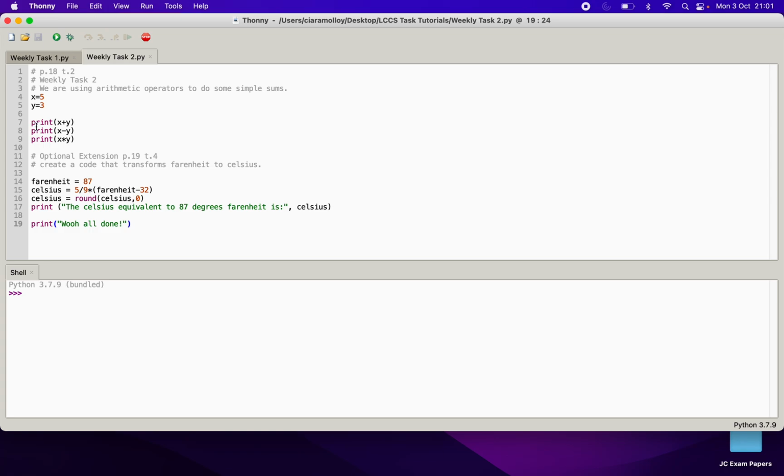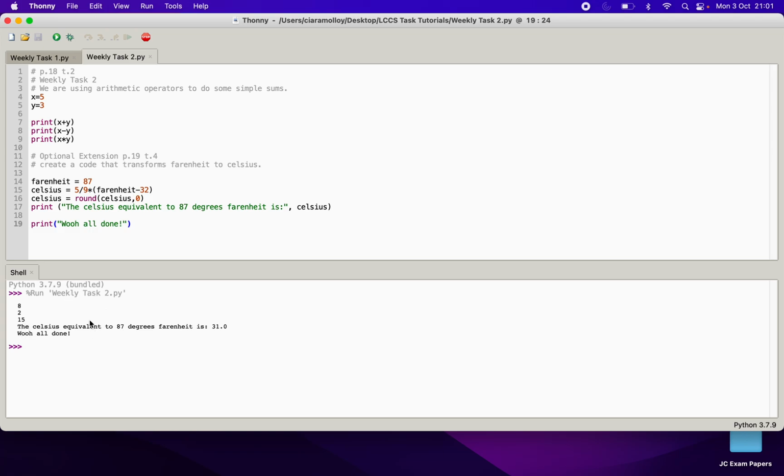So we're just printing x plus y. You want to get the difference between the two, so that was x minus y. And then the product, which is multiplying, so it's x multiplied by y there. I'll show you them quickly. You have 8, so 5 plus 3 is 8, 5 minus 3 is 2, 5 times 3 is 15.